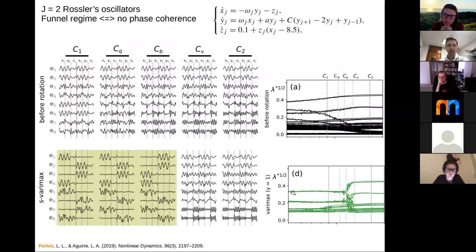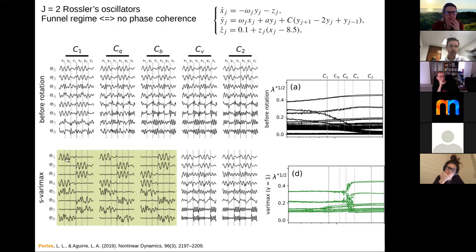So as an example here, if you have 2 Rossler oscillators, but in the funnel regime, that means no phase coherence, and you change the coupling strength, when your coupling strength is weak enough, you don't have any sign of phase synchronization. Here's the X, Y, Z variable before rotation, and here is after rotation.